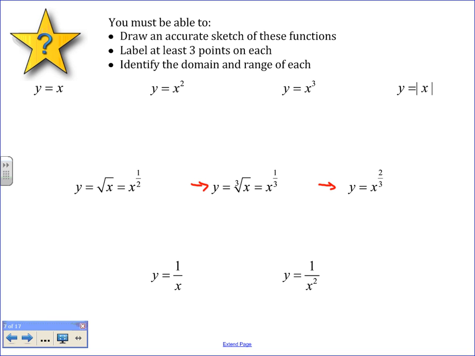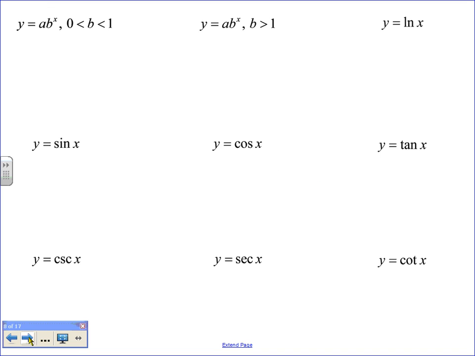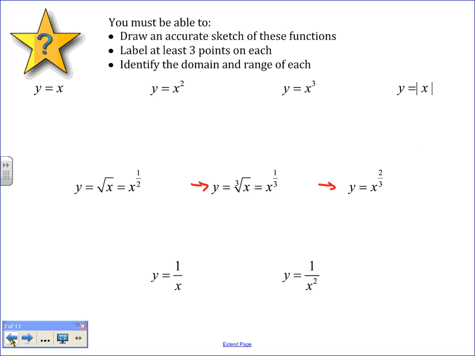So your job is to be able to accurately sketch all of these functions, and there are more, don't you worry. Label at least 3 points on each of them, identify the domain and the range of each, and that's it. I'm not going to do any of the other stuff, right? Is it bounded? What are the maxes and the mins? You should be able to do the maxes and the mins from doing the range.